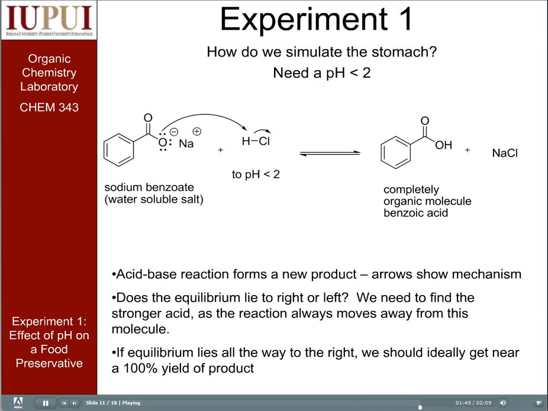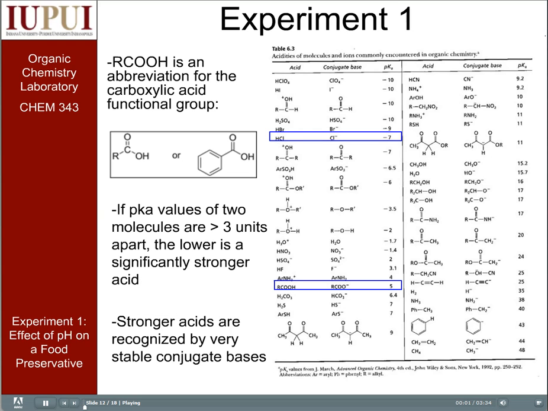So a major question is, does this equilibrium lie to the right or left? Is this reaction going to end up in mostly the product on the right or mostly the sodium benzoate that's left over there on the left? To answer that question, just like you would have done in equilibria in Gen Chem, we've got to see which of the two sides contains the stronger acid. On your screen is something called a pKa table.